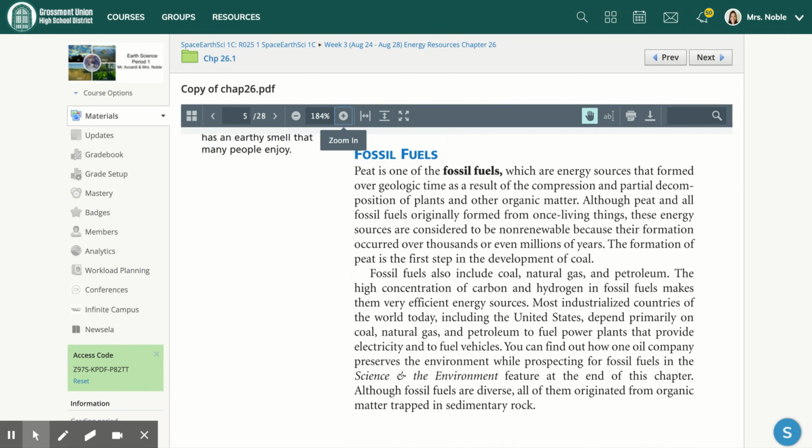Fossil fuels. Peat is one of the fossil fuels, which are energy sources that formed over geologic time as a result of the compression and partial decomposition of plants and other organic matter. Although peat and all fossil fuels originally formed from once living things, these energy sources are considered to be non-renewable because their formation occurred over thousands or even millions of years. The formation of peat is the first step in the development of coal.